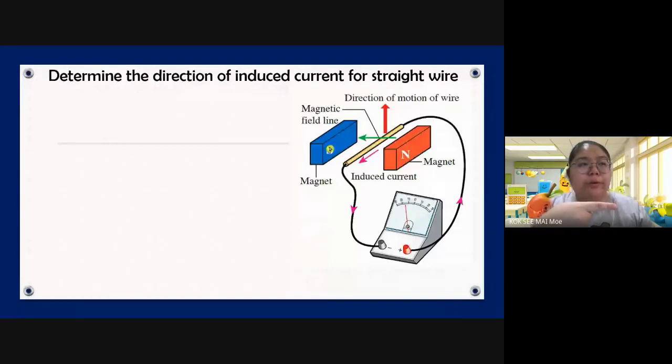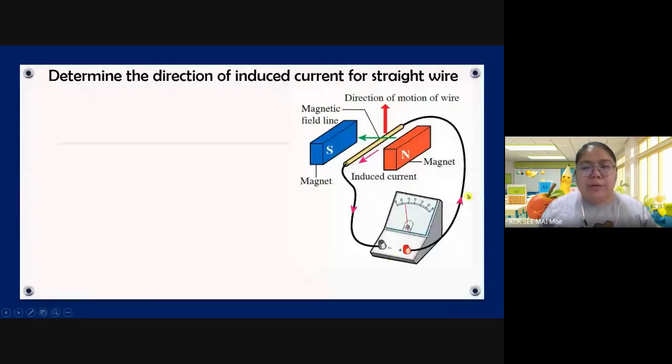When it moves up, you take out your thumb and your thumb goes up. Now you take out your second finger, and it points toward yourself. When it points toward you, the current is coming to you, so you can see the direction of the pink arrow is coming to you. Then you continue to draw along the wire to the negative terminal, and then it goes out from the positive terminal and goes back.